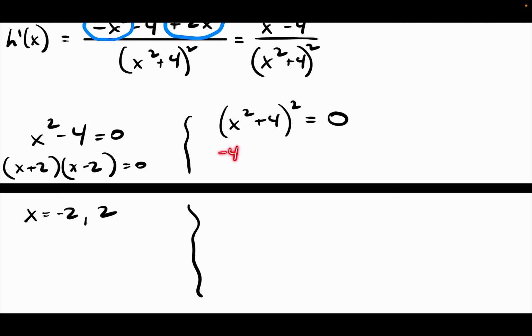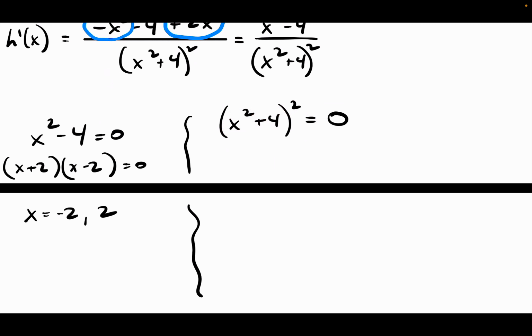Besides imaginary numbers. Yeah, because even if I plug in a negative 4, squared is 16, 16 plus 4 is 20, 20 squared is 400. There's no number I can plug in here that would ever give me 0. Positive or negative, it would have to be an imaginary number. And in this class, we don't deal with imaginary numbers. We only deal with the real numbers.